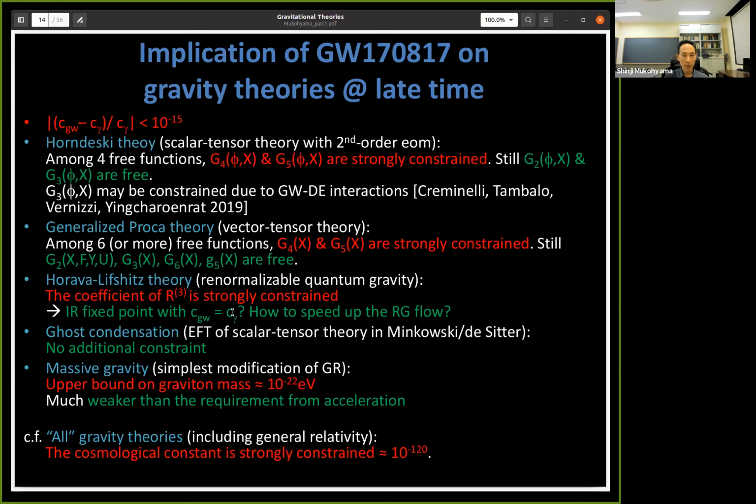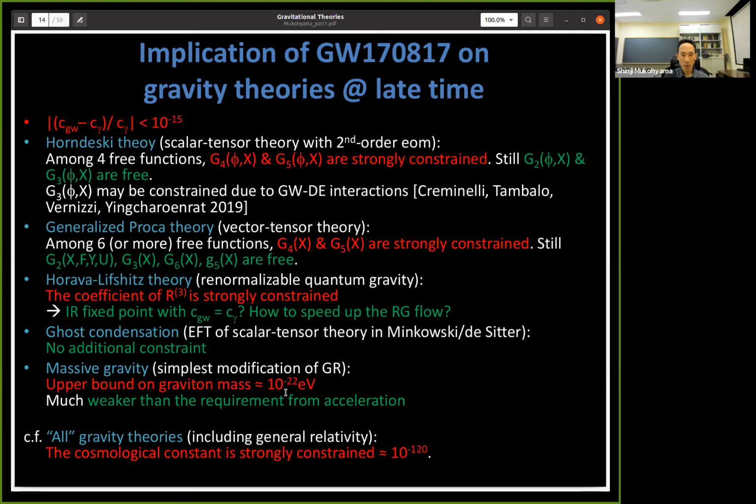Then in the case of ghost condensate, I'll talk about this later in the section about effective field theory of tensor theory. In this case, we don't have an additional constraint, fortunately or unfortunately. In the case of massive gravity, this bound tells us that the graviton mass should be smaller than this value, 10 to the minus 22 electron volts.